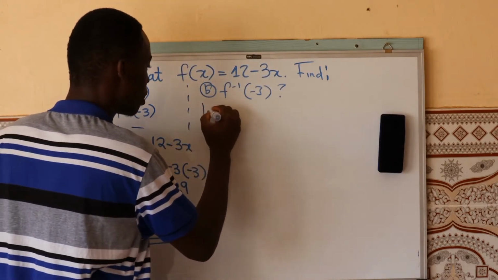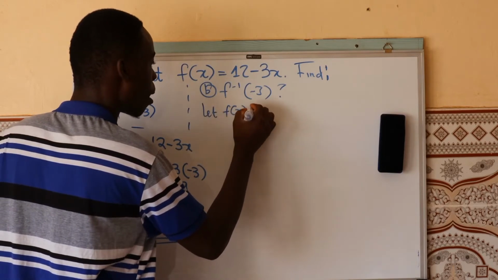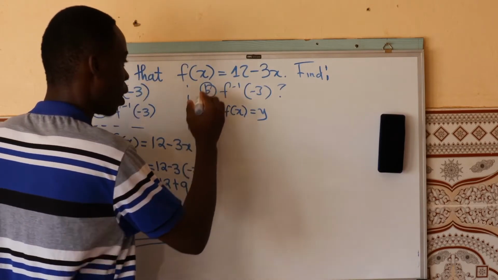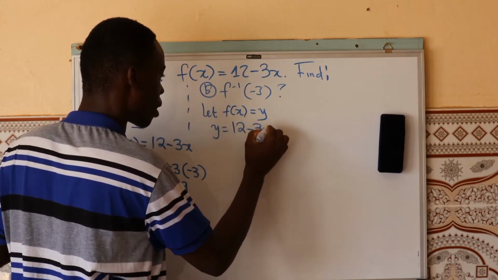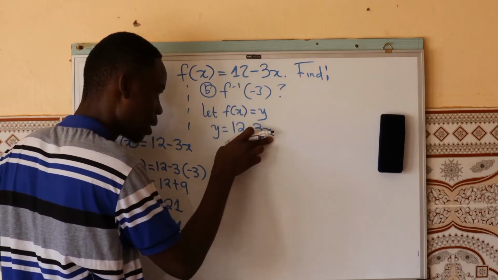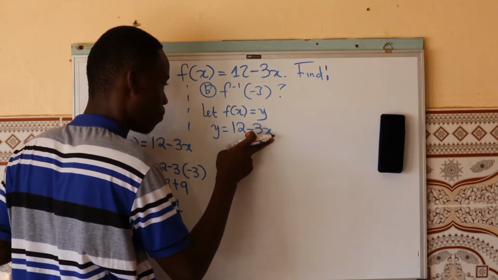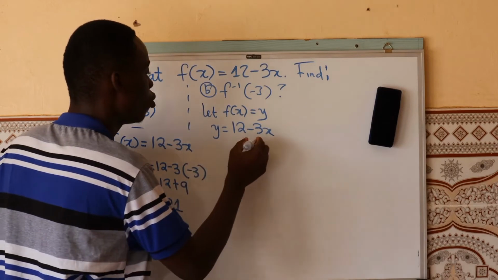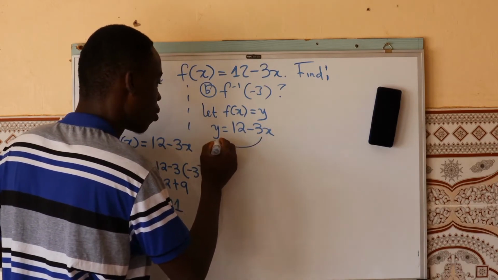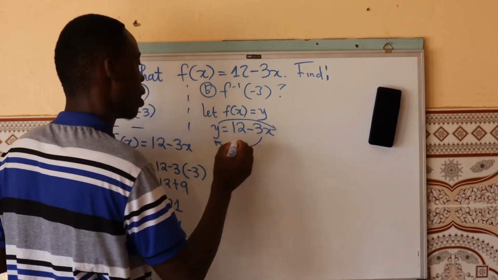So we'll say let f of x be equal to y. Hence, this will become y is equal to 12 minus 3x. And you make x the subject of the formula. So to avoid using negative numbers, what we're going to do is transfer this on the other side of the equation and our y on the other side of the equation.